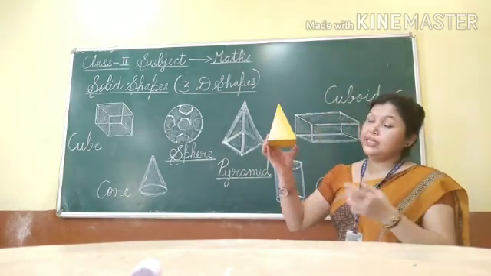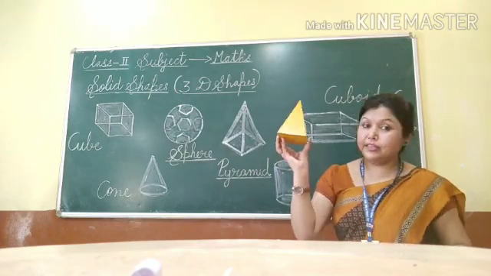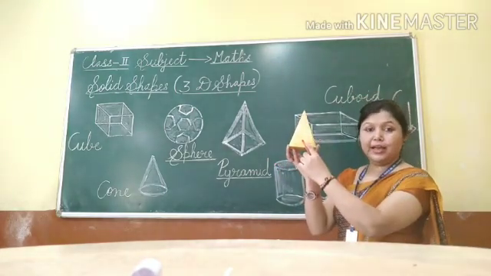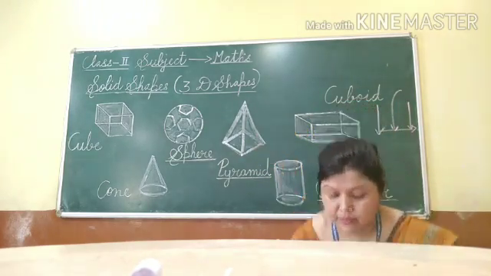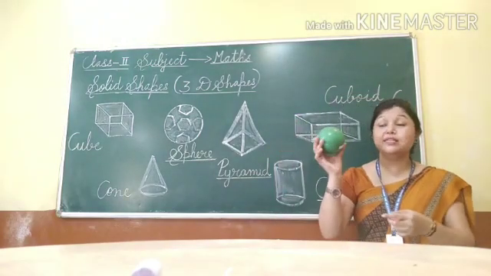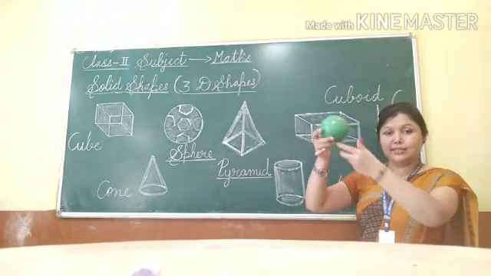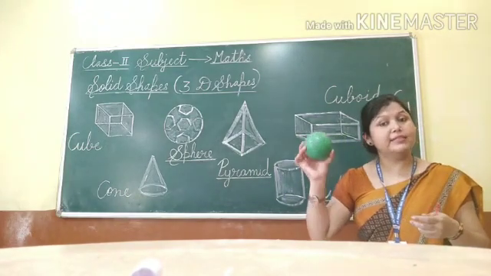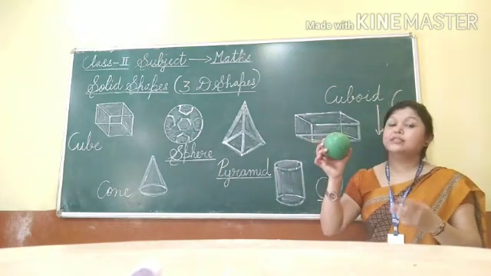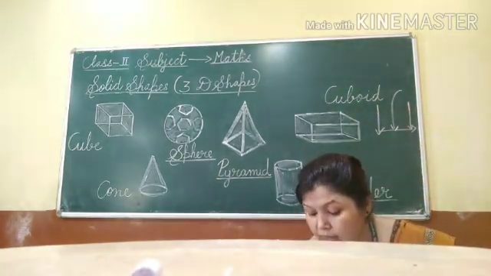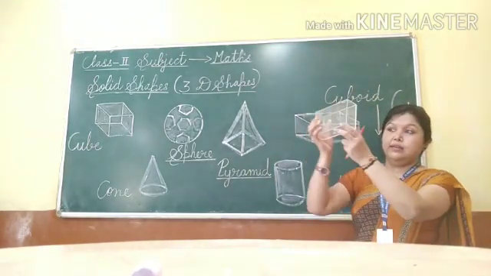So this is the 3-dimensional shape of a triangle and it is known as pyramid. And this looks like your ball. This is a solid shape of a circle and it is known as sphere. So now next shape. You can see this shape.